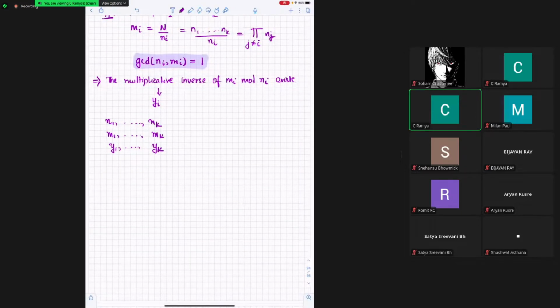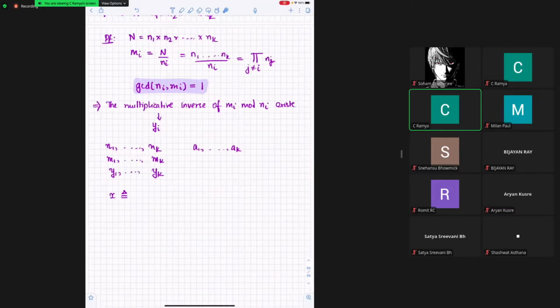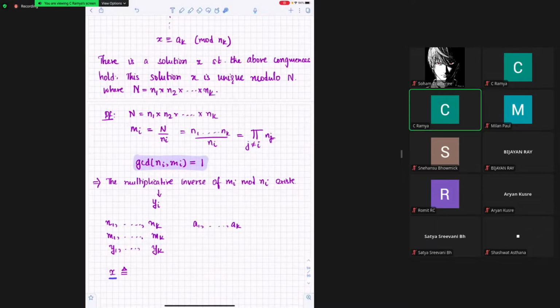Okay. So now I want to construct a solution. So can someone try to define a solution? You have to use these y's. Remember that we also have a1 to ak, just like we did it here. So can you use the mi's, the yi's, and the ai's to come up with a solution x that satisfies all these congruences?